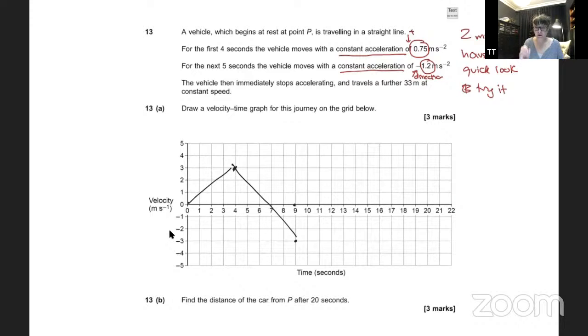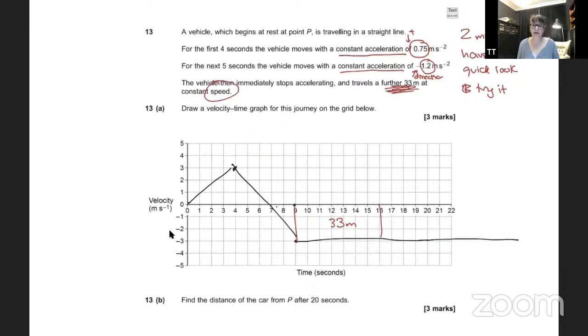Then it has no acceleration, no gradient. So they're only testing the same thing over and over. Do you understand that gradient is acceleration? So now it's got another 33 meters at constant speed. But when does it stop? It doesn't tell me how long. I need to find out how far. This is 33 meters. So I need to think about, in that case, how many seconds is it?